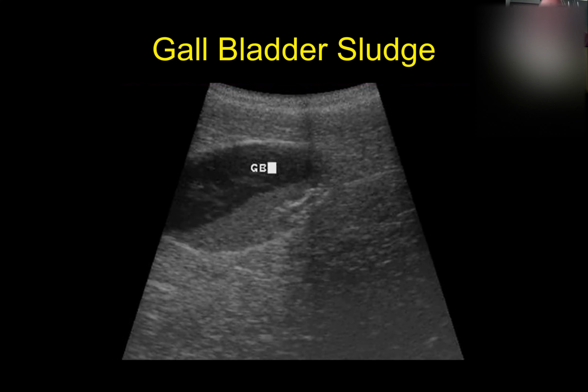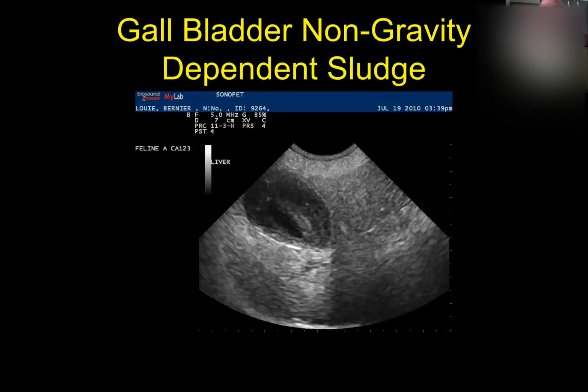And I would bet 90% of dogs have this. Okay, doesn't matter the age. And probably half the cats will have a little bit of sludge in their gallbladder. Apparently, in people, that's worrisome for a gallbladder infection. But in dogs and cats, at least that we recognize, it's an incidental finding.